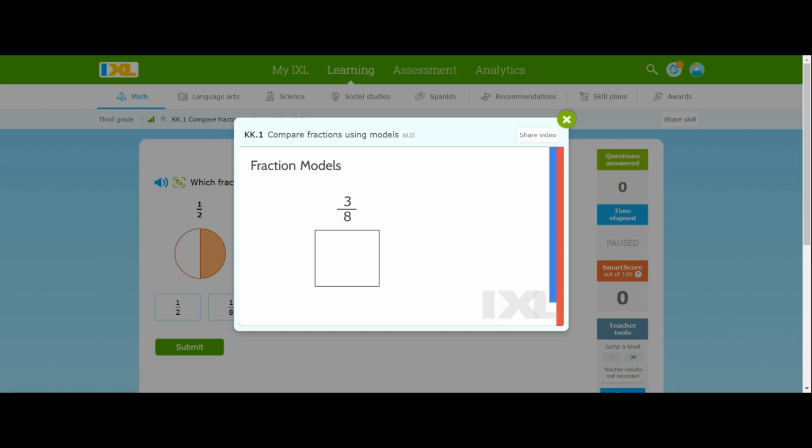Because the denominator is 8, we split our model into 8 equal parts. The size of each part is 1/8. Since the numerator is 3, we shade in 3 of the 8 parts to show 3/8.